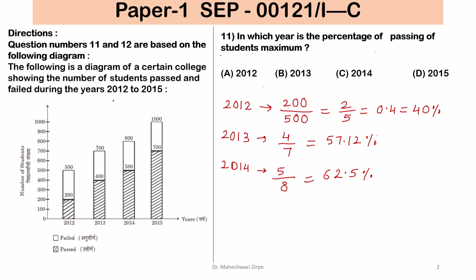Next is 2015. Let us see. In 2015 it is 7 upon 10, because 1000 is there, so that means 70%. So as we can clearly see, in 2015 the percentage of students passing is 70%. Among the 4, 2015 is the maximum, so your answer is D option. D option is the correct option. Okay students, so let us go to the next.